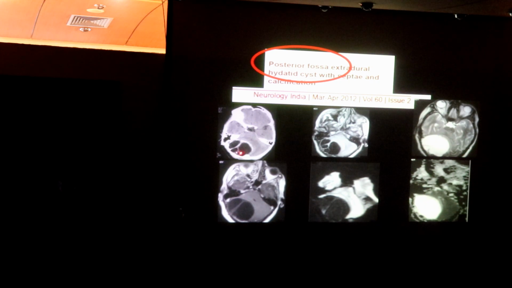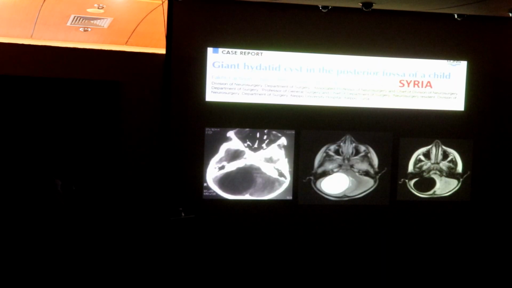Again from India, this very unusual multi-loculated cyst in the sterofossa. From Syria, this paper about this giant cyst in the posterior fossa. Anybody may think this is arachnoid. And the other day, one of my colleagues was asking, if I think this is arachnoid, I will open it. My answer is, whenever you see a cyst, deal with it as if it is hydatid until proven otherwise. Don't puncture it unless you are sure.